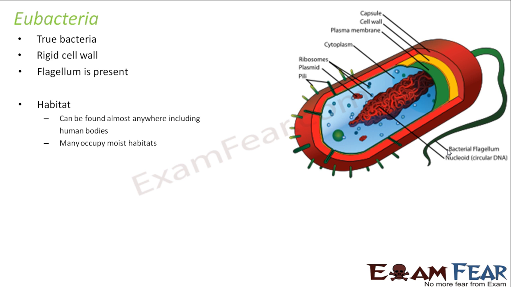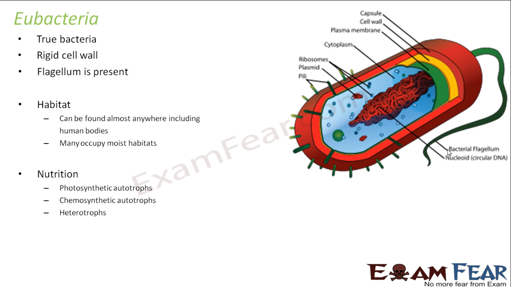When we talk about their habitat, they can be found almost anywhere, including human bodies. As I say, when you think of bacteria, you can find them just anywhere. Many occupy moist habitats because they have a little more preference for moist habitats where they can grow more easily. However, they have a variety of habitats as well as nutrition, because a lot of bacteria fall under this category. So therefore, everything is diverse here. The habitats are also many different types. They can be found in soil, water, air, everywhere.